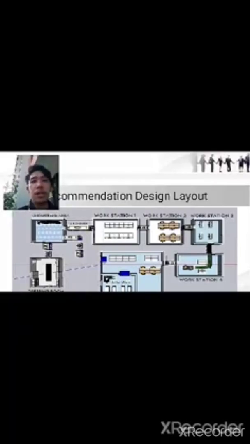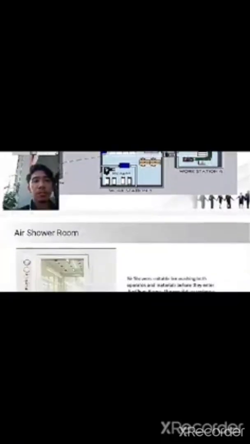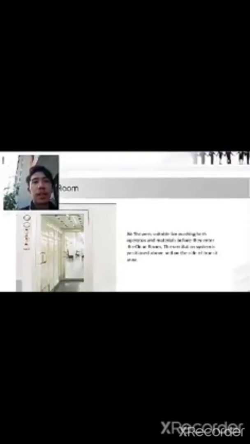Because the camera module is critical in small particles, we need to use the air shower room, or air showers, that is suitable for washing both operators and materials before they enter the clean room. The ventilation system is positioned above on the side of the transit area. We also use the lint roller. The lint roller is placed in the dusting area. It is used for removing dust and small particles in the factory gown. It is suitable for a dust-free working environment to maintain less contamination in the area and helps keep the products safe.